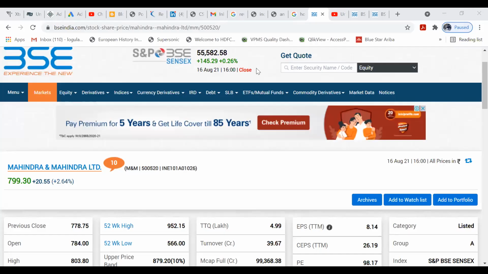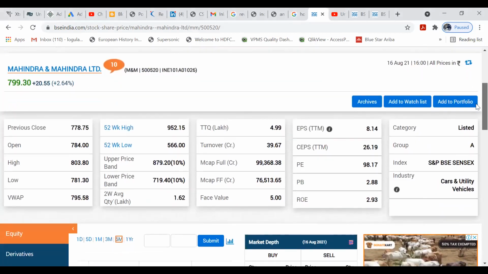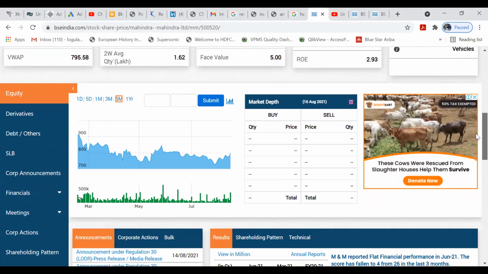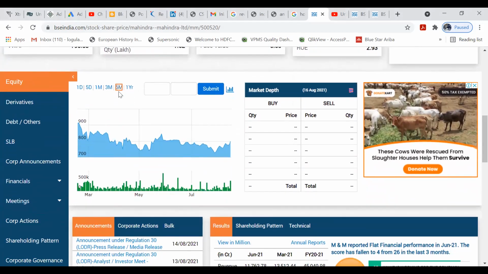You visit the BSE website. In that, you mention the name of the company for which you want to do the analysis. I have already mentioned and taken Mahindra and Mahindra. Today's rate is there, but I'm more worried about the March 31st price. So we are in August, so I'm clicking last 6 months data. If it is 3 or 6 months data, I'm clicking that.